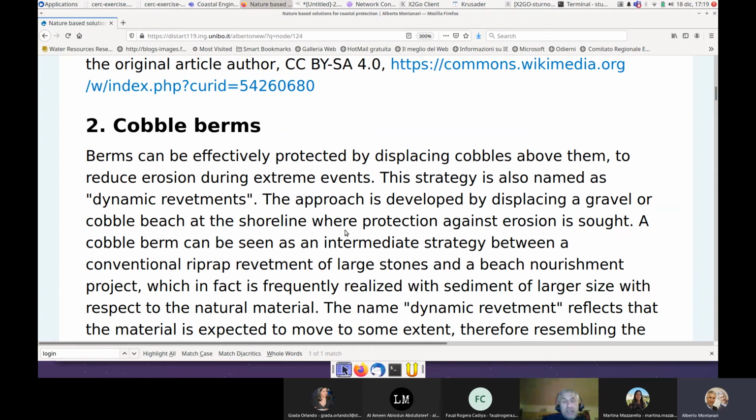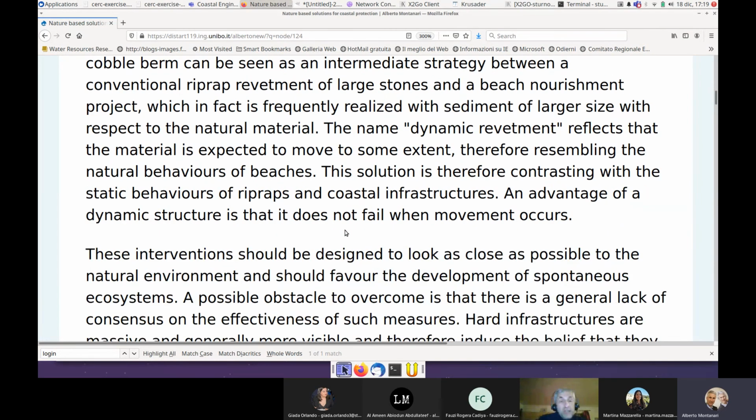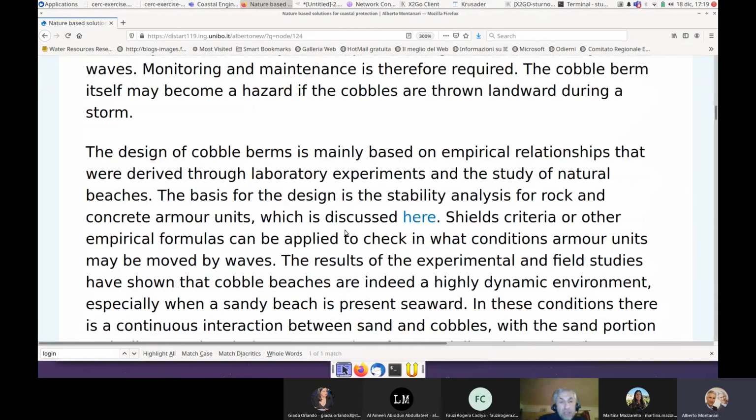And it presents, of course, the disadvantage that, being dynamic, the cobbles can be displaced by the waves, and therefore they need to be carefully monitored. And if needed, of course, we need to reinforce the intervention in some way. And in fact, if you go down, I'm just browsing, you see the strengths and weaknesses.